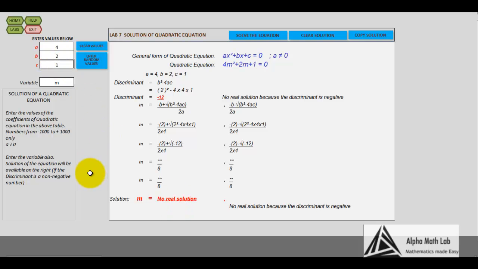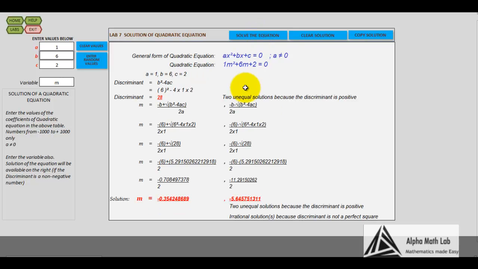Change the value of C as 2 and the value of B as 6 and the value of A as 1. Try to solve the equation. Here you get the discriminant as 28, positive. There are two unequal solutions because the discriminant is positive. And the answers are at the end given as m equal to 2 values. You can copy the solution and paste it on any other document. Select labs.